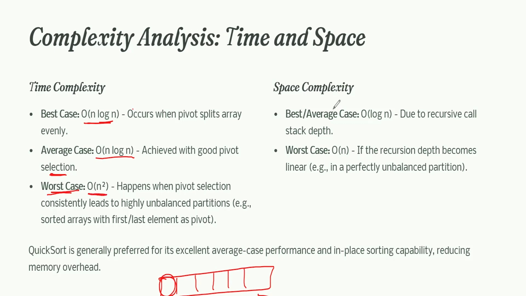If we are talking about the space complexity, best and average case is order of log n and worst case is order of n. If the recursion depth becomes linear, that is when it is order of n. Okay, so this is about your time and space complexity.